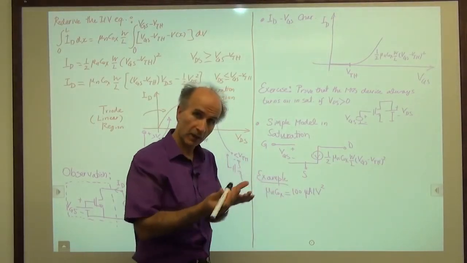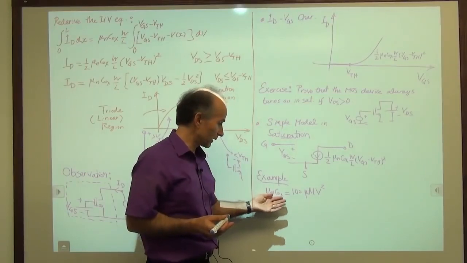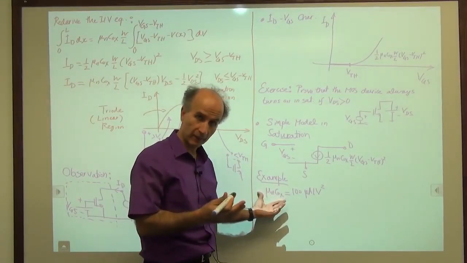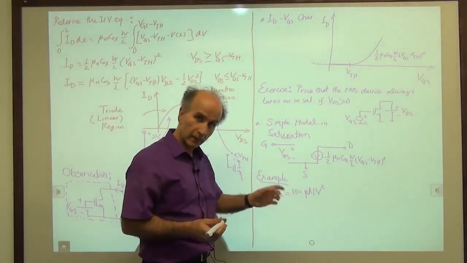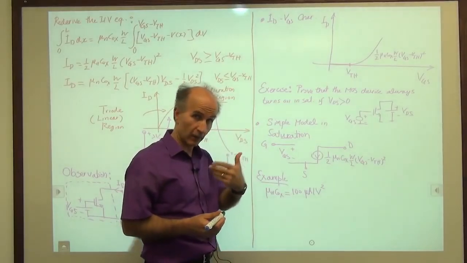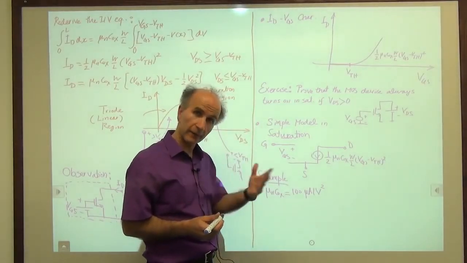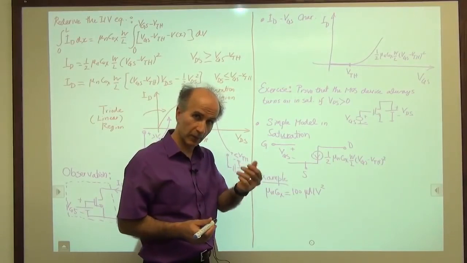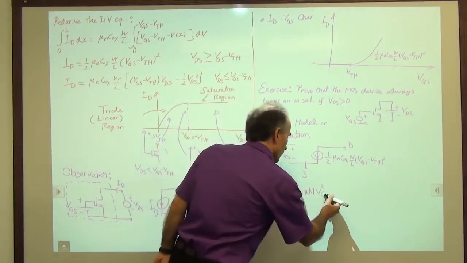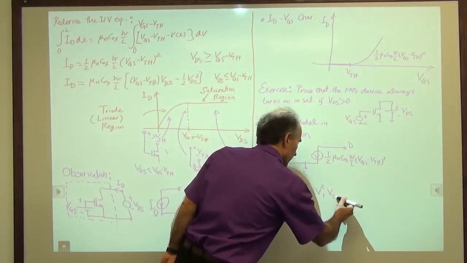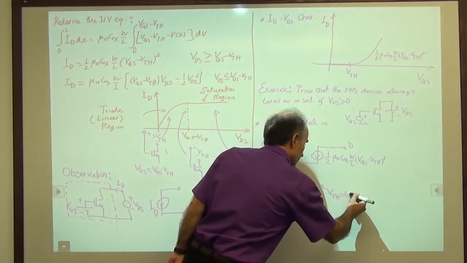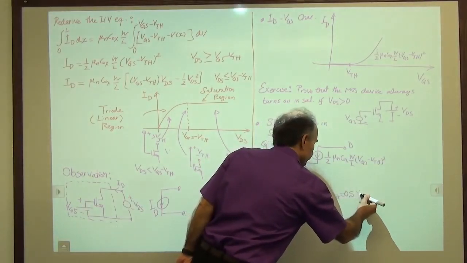So you bought a MOSFET, and this quantity is a property of the MOSFET. Mobility and the oxide capacitance, these are not under our control as circuit designers, right? These come with the device. Then also the threshold comes with the device. We don't have control over it. So let's assume the threshold is 0.5 volts.